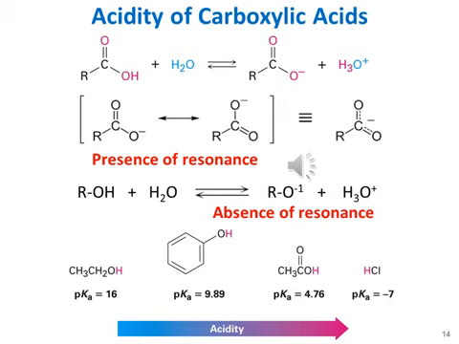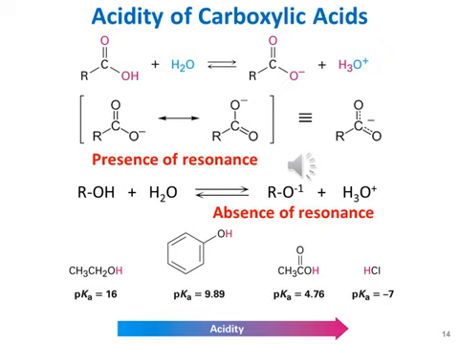Whereas in the case of the alcohol, if it loses a proton, the resulting alkoxy ion does not have resonance. That's why we say that because of the higher stability of the carboxylate anion than the alkoxy ion, carboxylic acids are much stronger acids than alcohols.